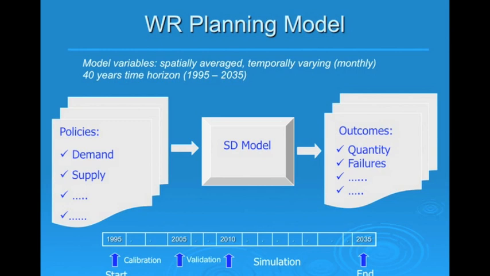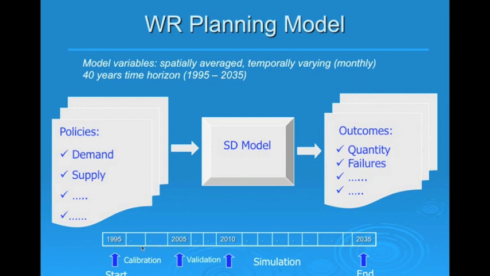So we developed a system dynamics model that was fed by policies, policy type information. We were going to try different things, and also, of course, with hydrologic data that I'll talk a little bit about as well. And then that model would be primarily focused on delivering outcomes, quantity of water, failures in the system. So what happens if the system fails to deliver on the required outcomes, it fails to deliver an environmental flow, or it fails to deliver a demanded flow for urban or for agricultural purposes.